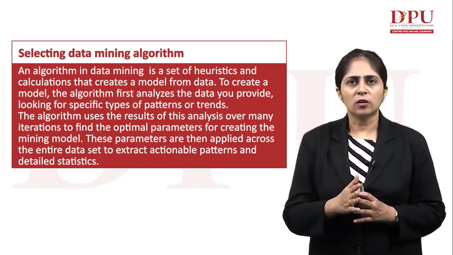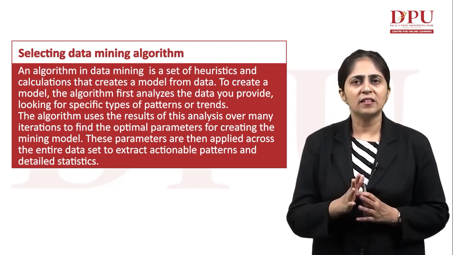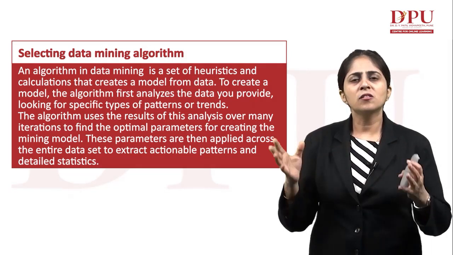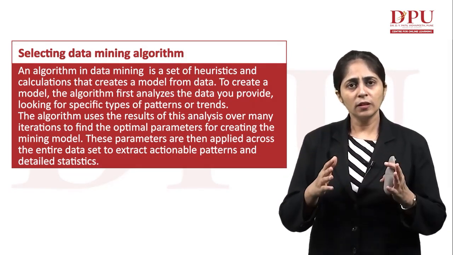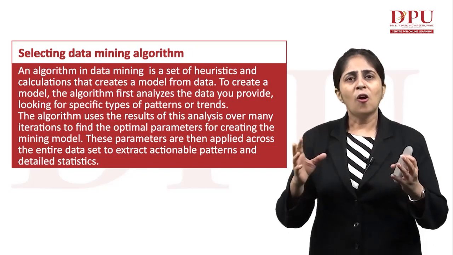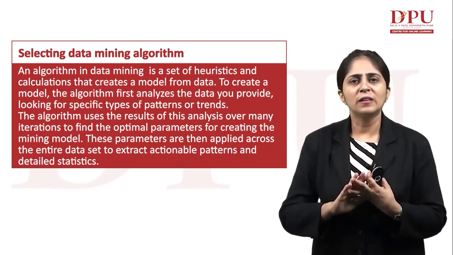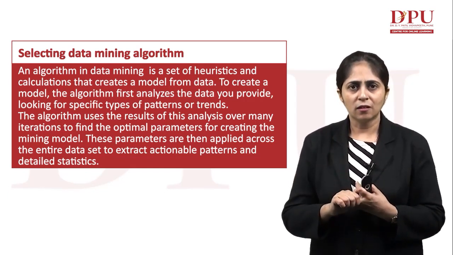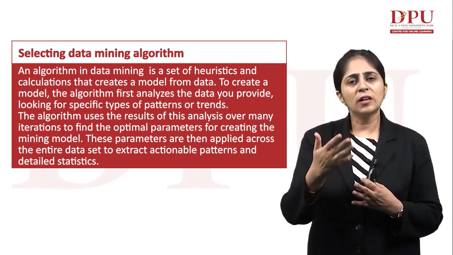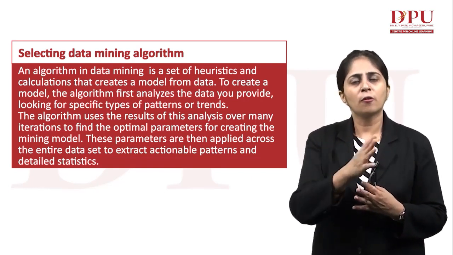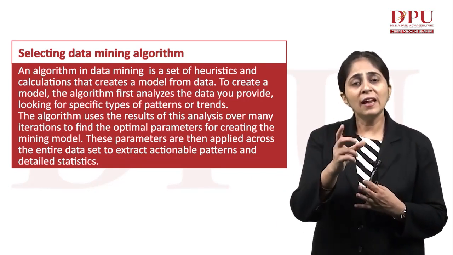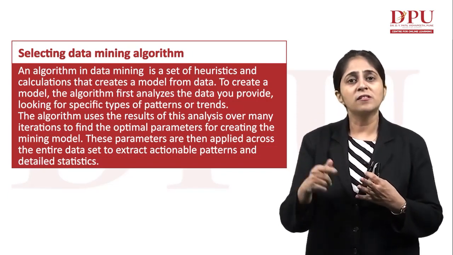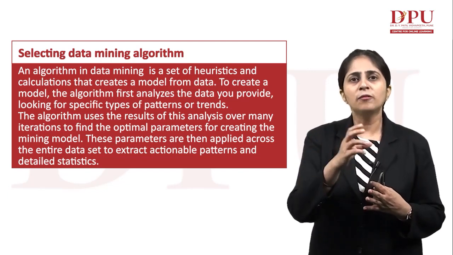To create a model, the algorithm first analyzes the data that you provide, looking for specific types of patterns or trends. That means whatever data you provide, we need to find the patterns, the relationships or the trends between the data. Like we have talked about a customer, if he buys a product regularly for 5 months, we have identified a pattern in his buying habit, that this particular customer buys this product. That is a sort of pattern that we can identify.